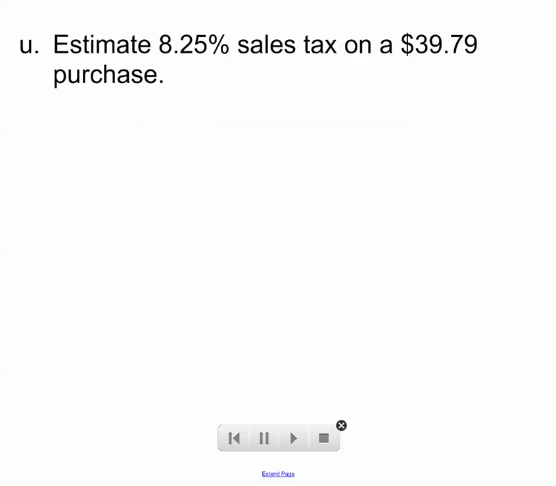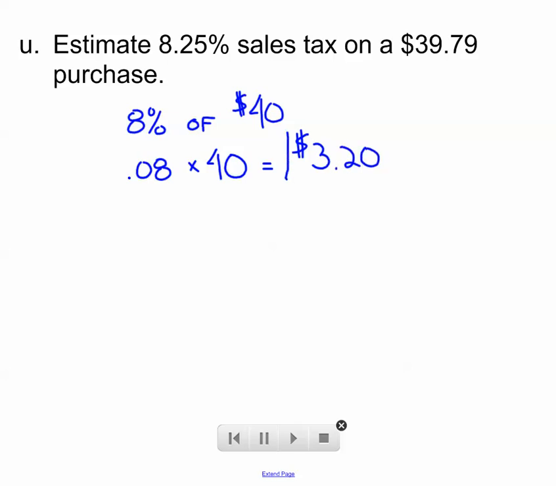All right, last problem today says estimate 8.25% sales tax on a $39.79 purchase. Well, they say estimate, so let's just find 8% of $40 instead of $39.79. So 0.08 times 40, or if you wanted to do 8/100ths times 40, that would work also. You get $3.20. But remember, that is an estimate, okay? It's actually a little bit more than that. It's actually $3.28 if you do 0.0825 times 39.79. So we're only 8 cents off, close enough, and good enough for an estimate.